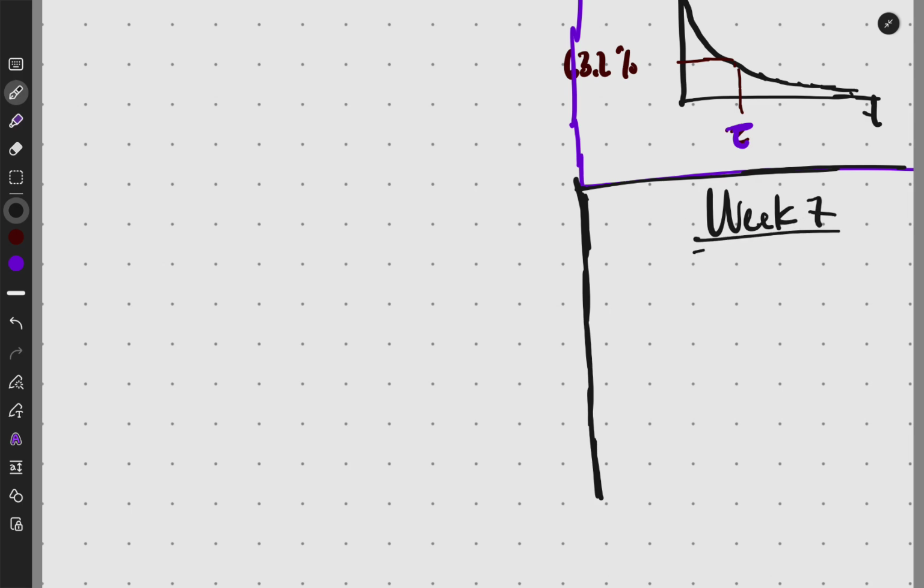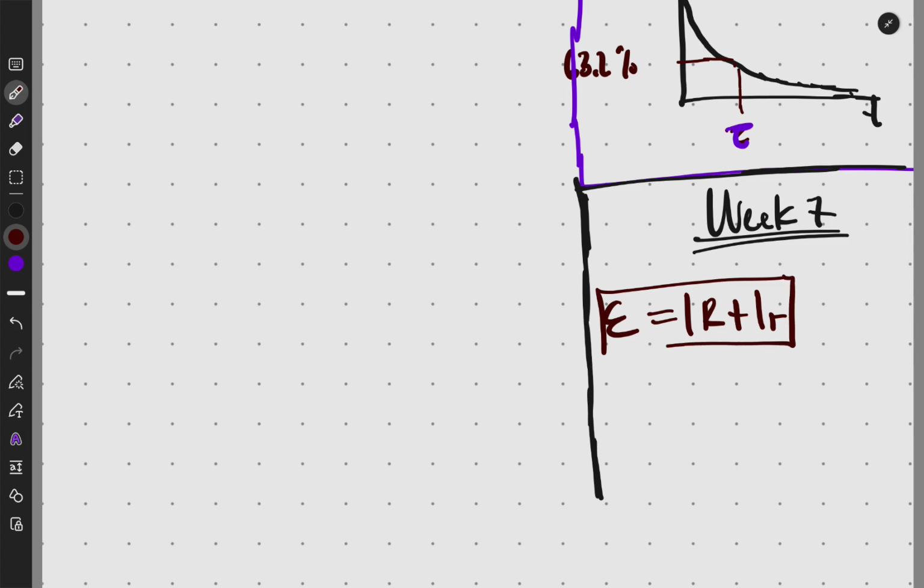Week 7, okay? I've shown you the graphs and stuff, but for week 7, what you're just going to put is, for E, E is IR plus Ir, okay? This is it. And you know that this IR is actually the delta V, the terminal voltage, and then here is the power loss, the voltage drop due to internal resistance.